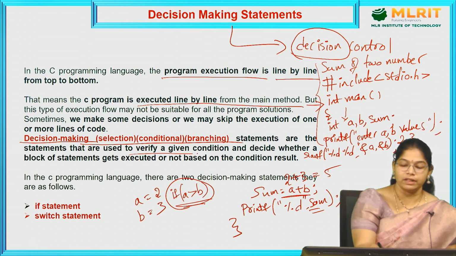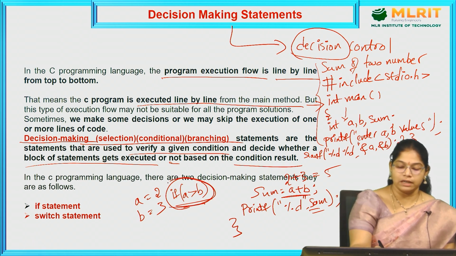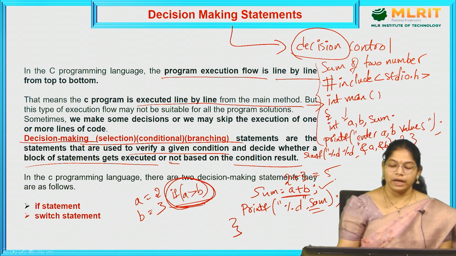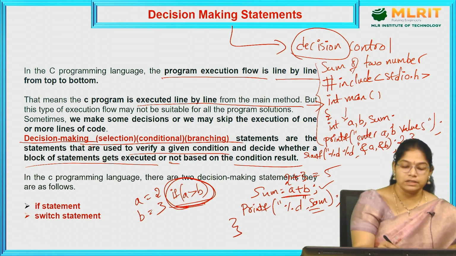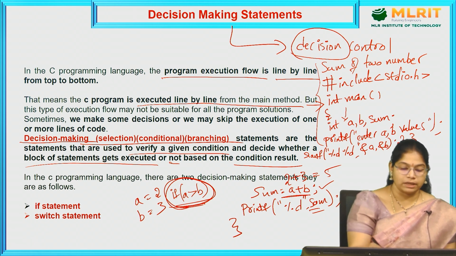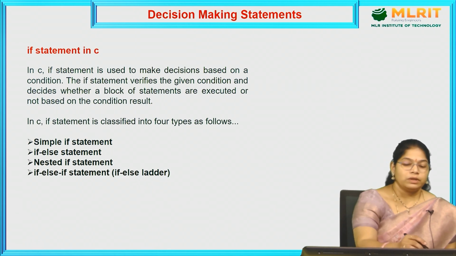First, it verifies the given condition and decides whether a block of statements gets executed or not based on the condition result. If this condition is true, then only we perform the sum of two numbers. These types of problem statements can be executed using decision making statements. Decision making statements are of two types: if statements and switch statement. So, the if statement in C.